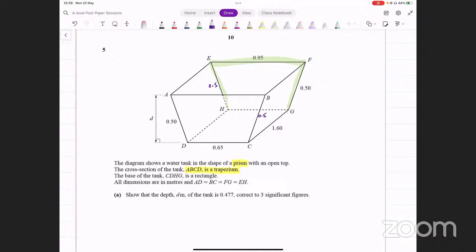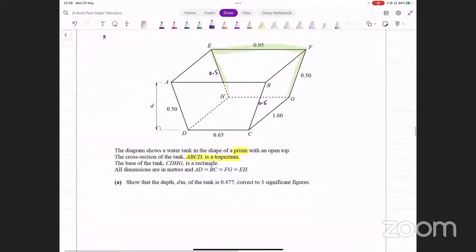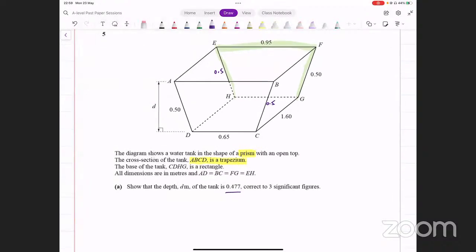We have to first show that the depth d meters of the tank is 0.477 correct to 3 significant figures. So basically depth उसने इससे represent की हुई है. जो vertical height कह लें आप उसको या depth कह लें, you've got to figure that out. Now, how do you figure this out? Okay, let's think about it. So आपको length उसने सारी उस diagram के ऊपर दी हुई है.